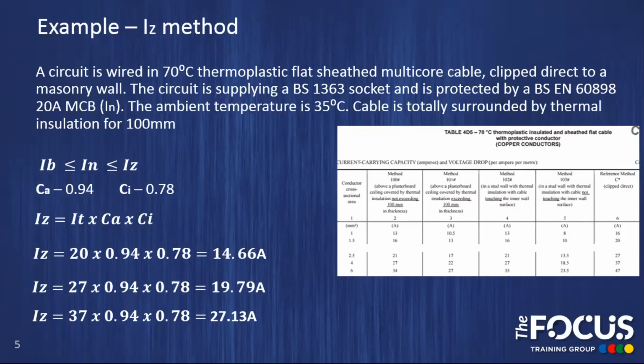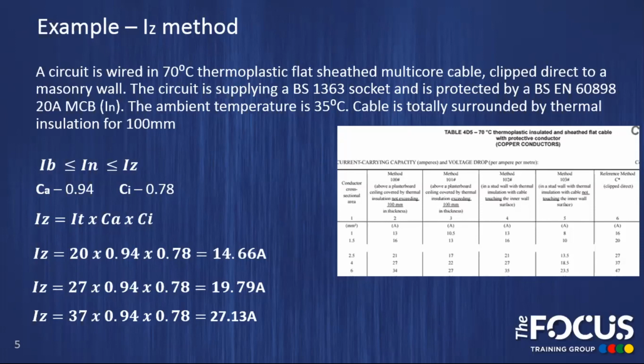So, remembering our criteria that Iz needs to be greater than or equal to In, we could first choose 1.5mm, which has an It value of 20 amps. If we then put that into our Iz formula, we can see 20, which is our It, times our rating factors of 0.94 and 0.78, would give us a value of 14.66 amps. We can see that this is well below the value of the protective device rating, so it does not meet the criteria. We could then go down to choose 2.5mm, which has an It of 27 amps.